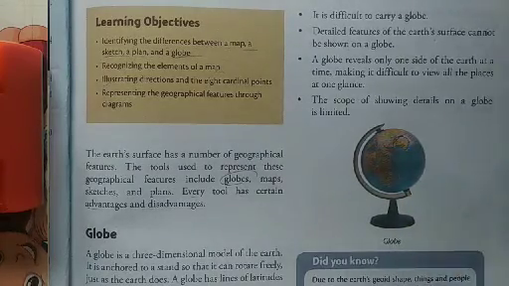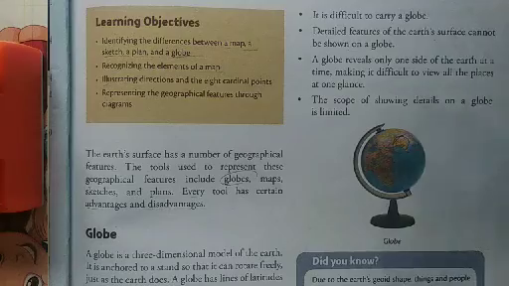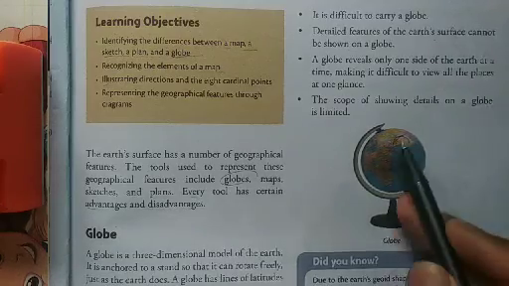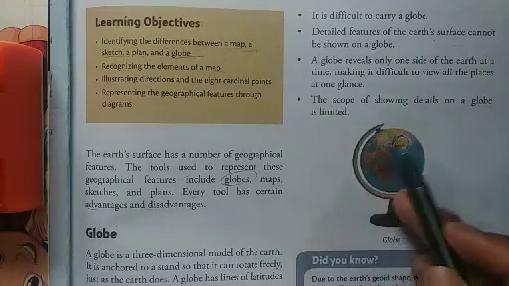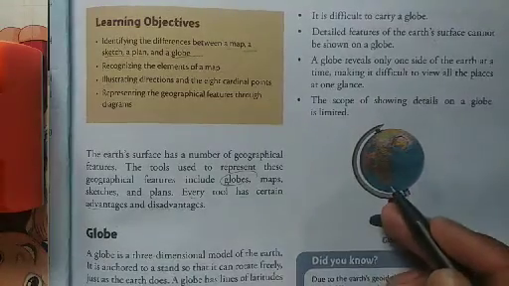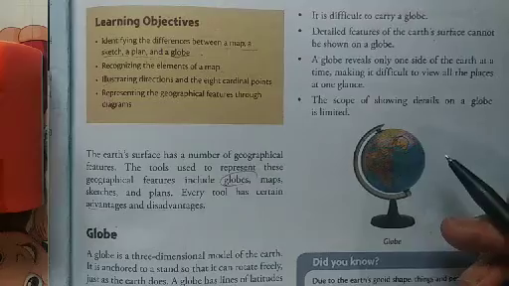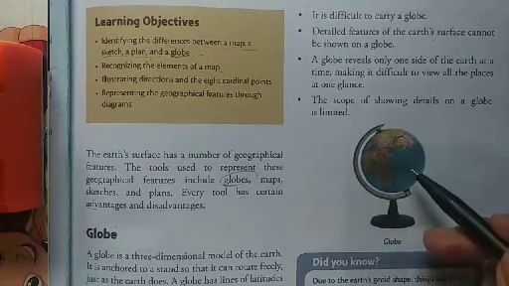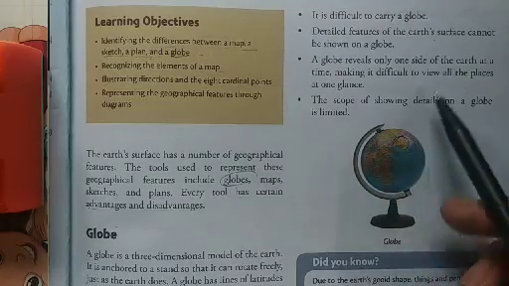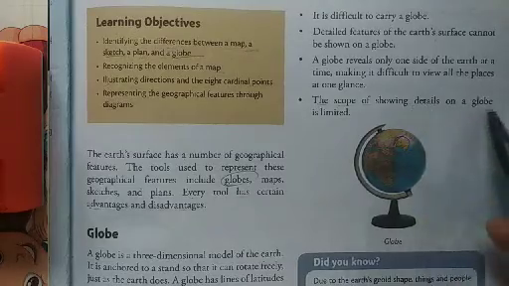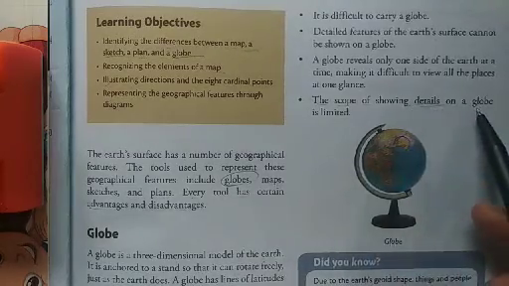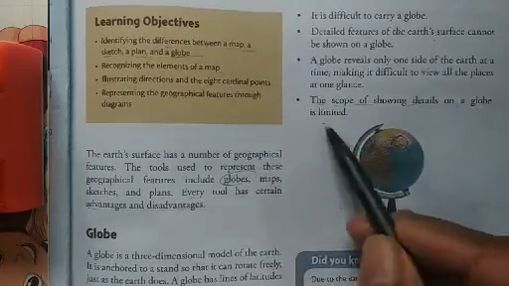Third, a globe reveals only one side of the Earth. If we see a globe, we can see only one side at a time. We cannot see the back side of the globe, so it takes a lot of time to rotate it and see all the directions at once. Also, the scope of showing details on a globe is limited.